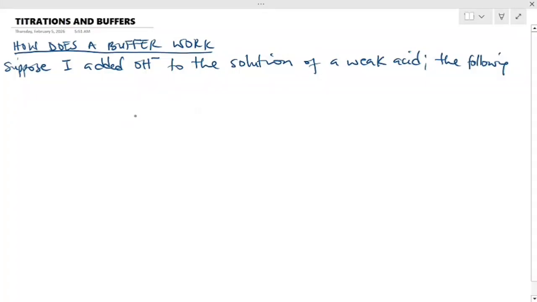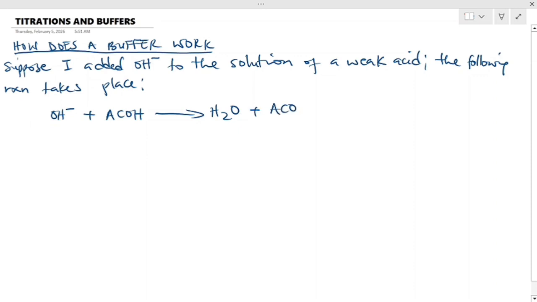The following reaction takes place, and you have OH minus being added to your weak acetic acid, and what that gives you is what? Water plus what? Your acetate. So OH minus is eaten up or locked, so it can't float around freely in solution.